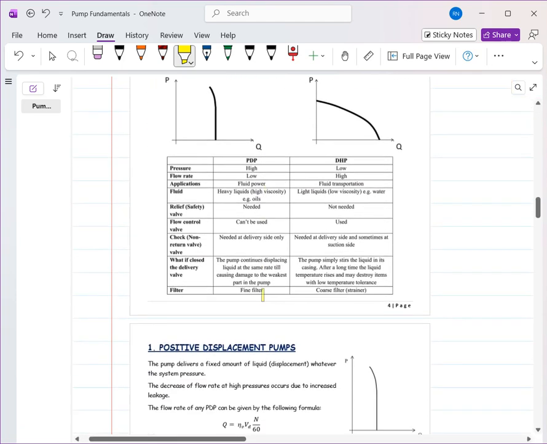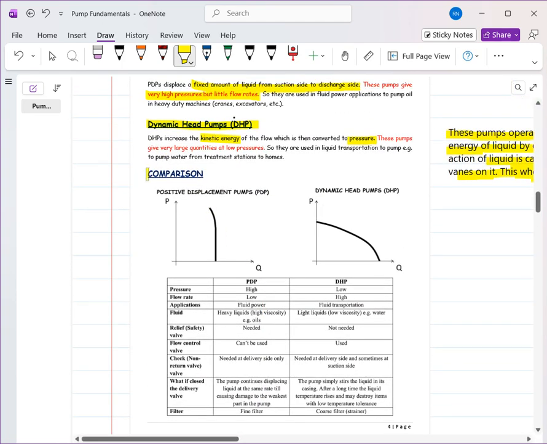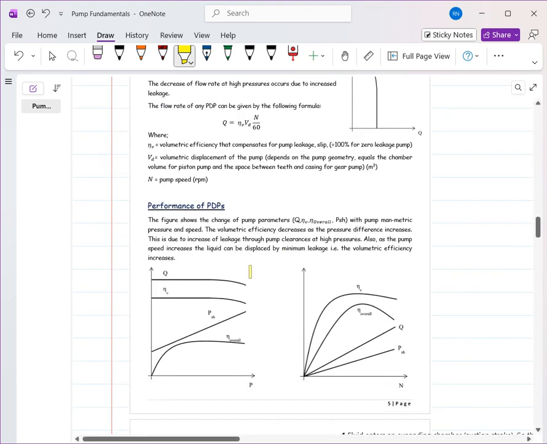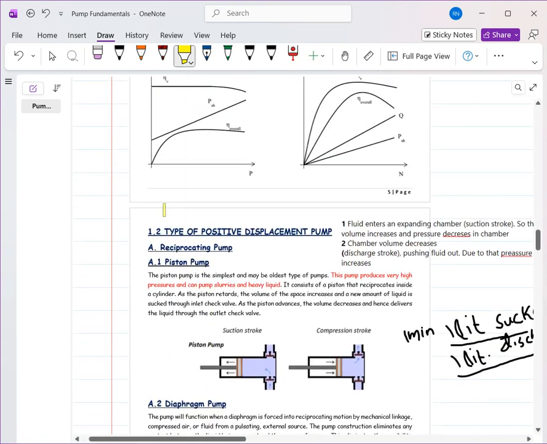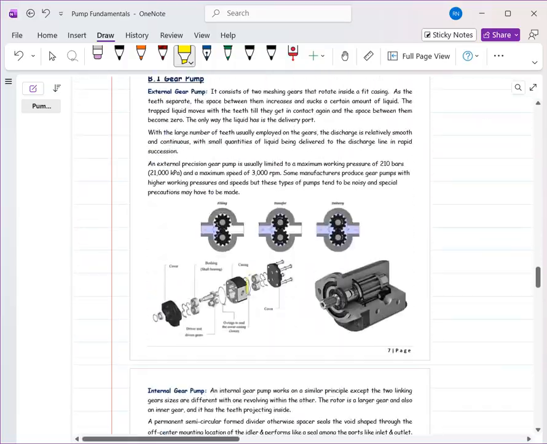In the next lecture we will compare the positive displacement pumps and dynamic pumps, and then we will go into detail on the types of displacement pumps, or reciprocating pumps.